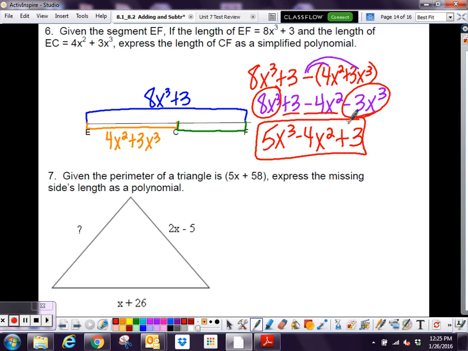And there's the missing side. If you wanted to write that side in here, then you could add up EC and CF. Then it would have to be 8x cubed plus 3. That's a way that you could check it if you want to.